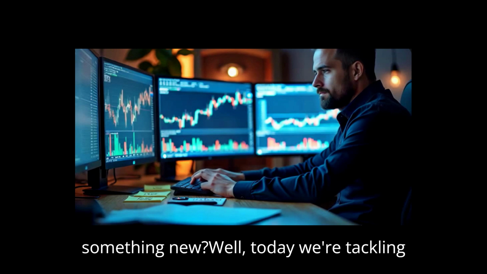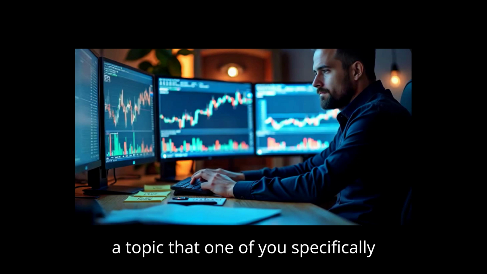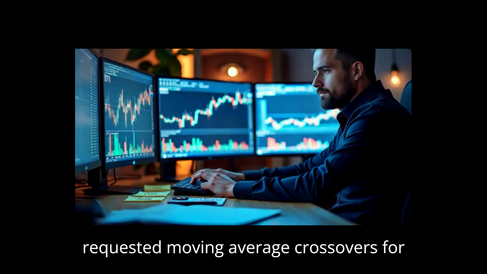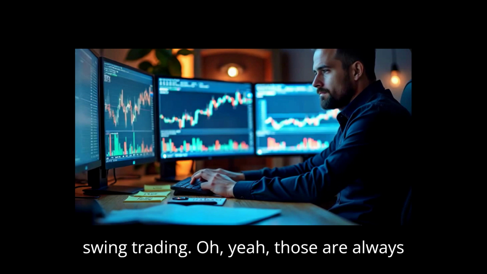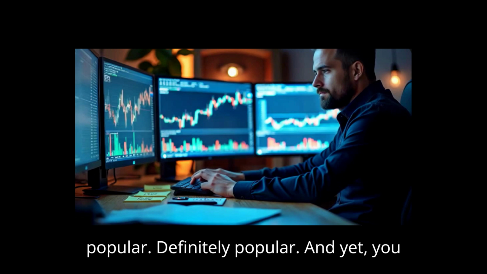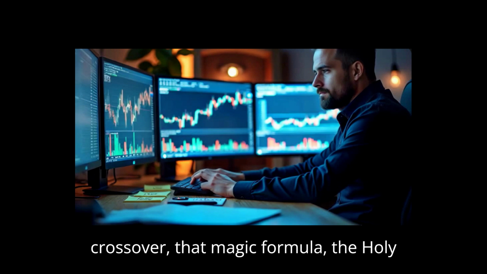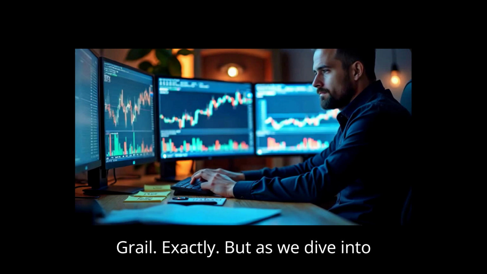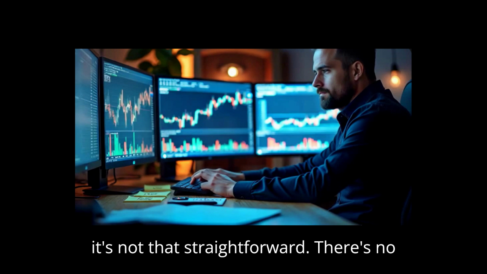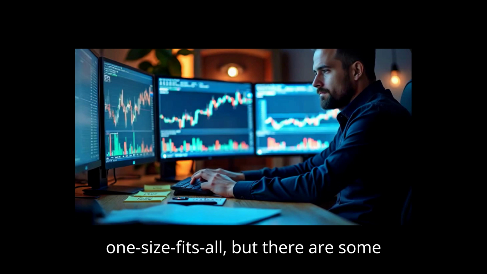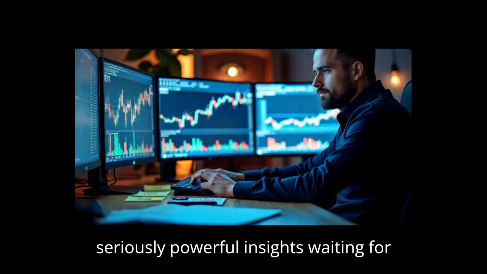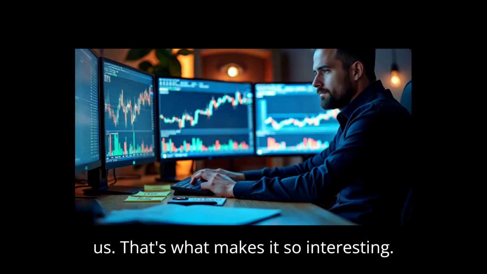Well, today we're tackling a topic that one of you specifically requested, moving average crossovers for swing trading. Those are always popular. Definitely popular. And yet, we all want to find that best crossover, that magic formula. The Holy Grail. Exactly. But as we dive into this research, we're going to see that it's not that straightforward. There's no one-size-fits-all, but there are some seriously powerful insights waiting for us. That's what makes it so interesting.